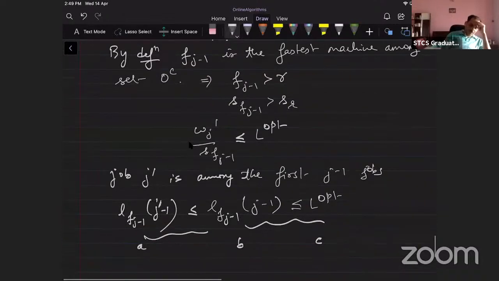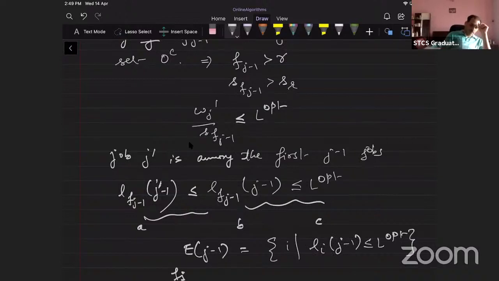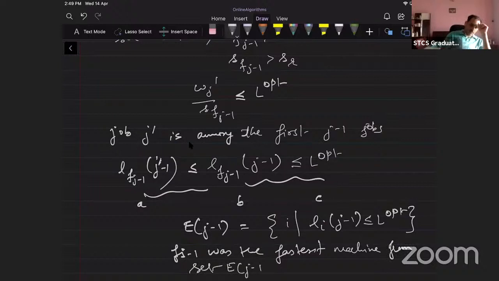Anybody remember our definition of fj minus 1? So ej minus 1 was a set of servers i such that Li of j minus 1 was less than or equal to LOPT, and fj minus 1 was the fastest machine from set ej minus 1. So C follows. So B is less than or equal to C just by the definition of ej minus 1.